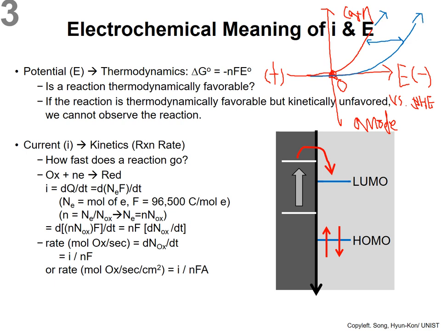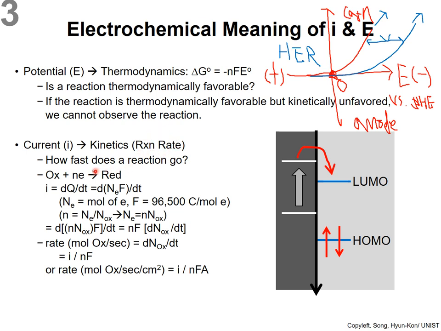Because the hydrogen evolution reaction or proton reduction process is very, very slow in terms of kinetics. So you need to apply more negative potential to induce the current. So you should understand the kinetics. So next thing is current, or shortly I, which is a measure of kinetics. In other words, a measure of reaction rate.